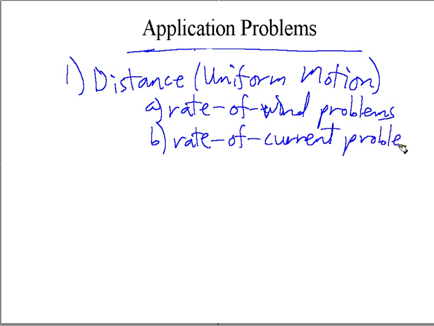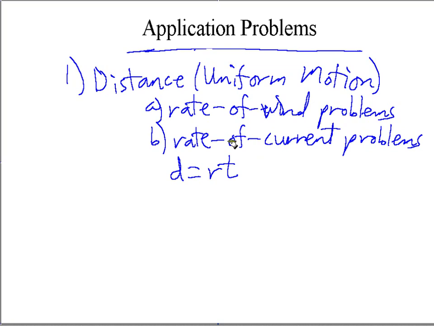These two problems involve the distance formula where distance is equal to rate times time, if you recall. Now, what's a rate of wind problem? It involves an object that is going with the wind or going against the wind. And you want to find out how fast it can go when there's no wind, or calm air. And you also want to find out how fast the wind is blowing.